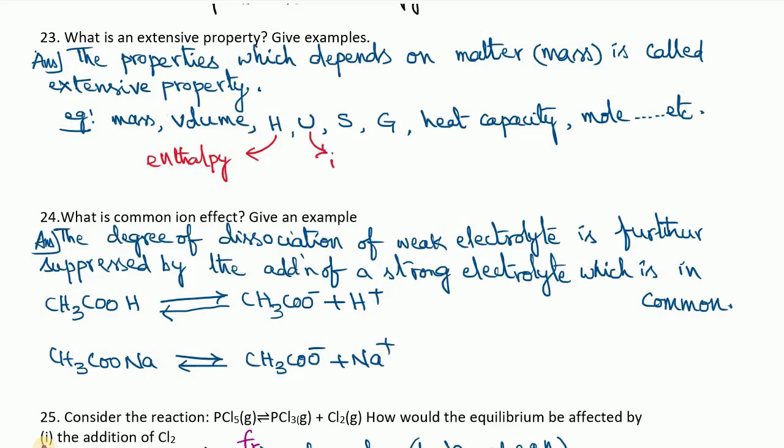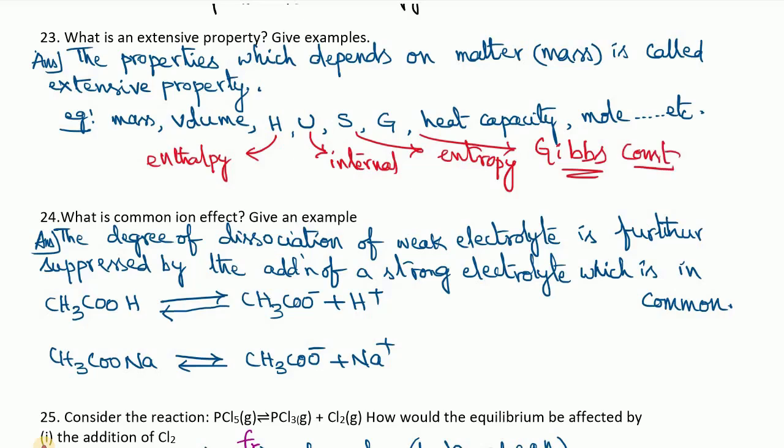U is internal energy. S is entropy. And G is Gibbs energy. Gibbs energy. Okay. Next, 34th question.